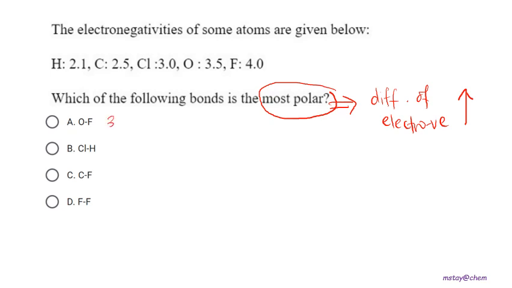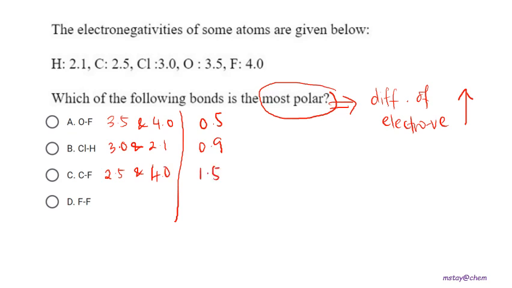Oxygen 3.5 with 4.0, so the difference is 0.5. Chlorine is 3, hydrogen is 2.1, so the difference is 0.9. Carbon is 2.5, fluorine is 4, the difference is 1.5. Fluorine is 4, and the other is also 4, so the difference is 0. So from this simple calculation, we know that the answer is C.